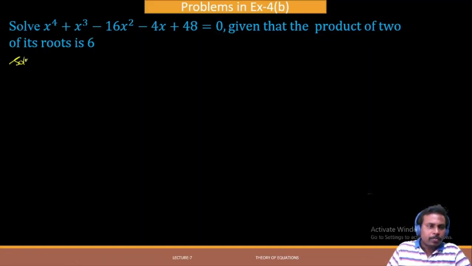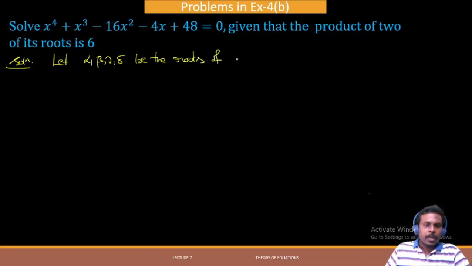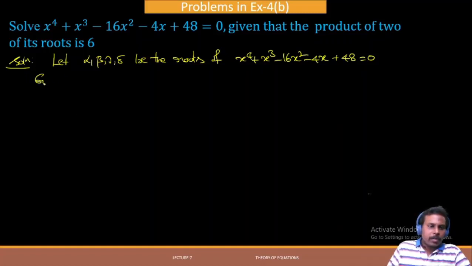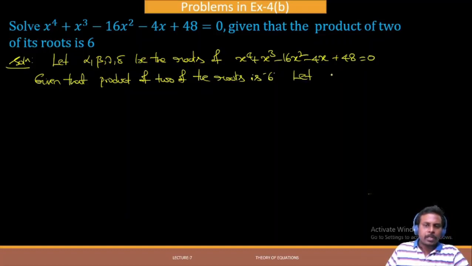Here is the solution. Let alpha, beta, gamma, delta be the roots of the equation x to the power 4 plus x cube minus 16x square minus 4x plus 48 is equal to 0. Given that the product of two of the roots is 6, let alpha beta is equal to 6.